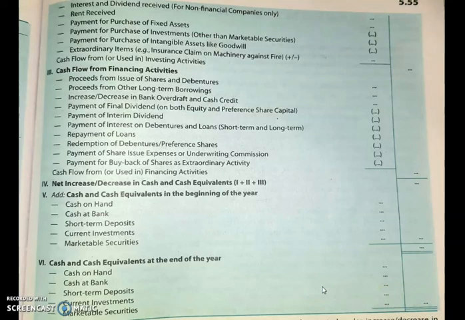Okay, so this is how you have to do the problem related to cash flow statement.